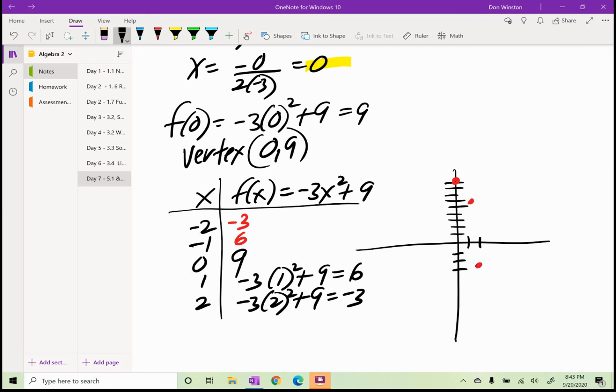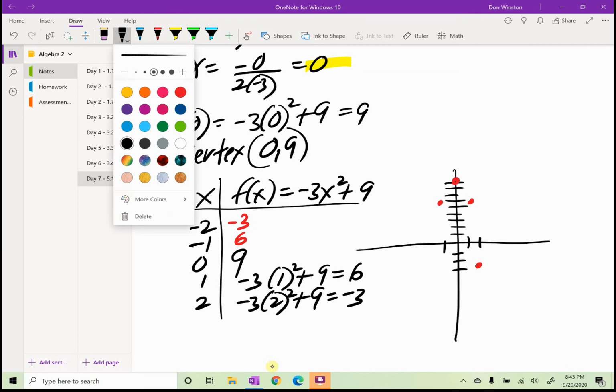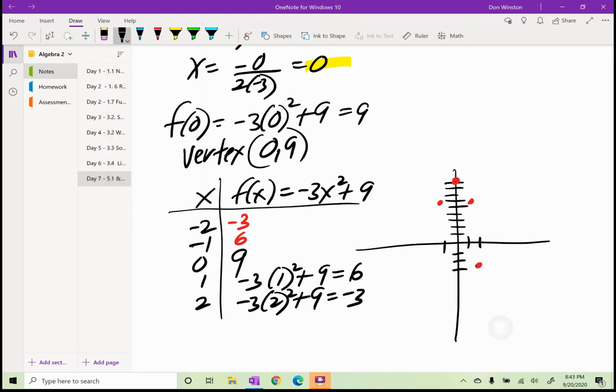And then I have to graph the other side here. So at negative 1, all I have to do now is just look across. At negative 1, I'm at 6. And then at negative 2, I'm at negative 3. Again, all I have to do is look across because this is symmetrical. And then I draw my graph. Okay, so that's what you guys will be doing. You'll be graphing quadratics, either given standard form or vertex form.